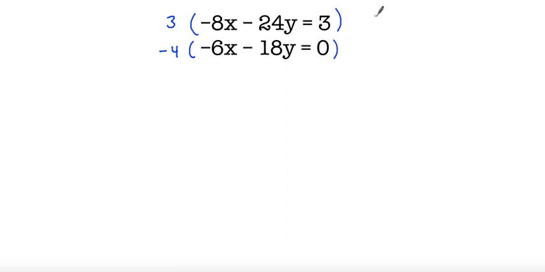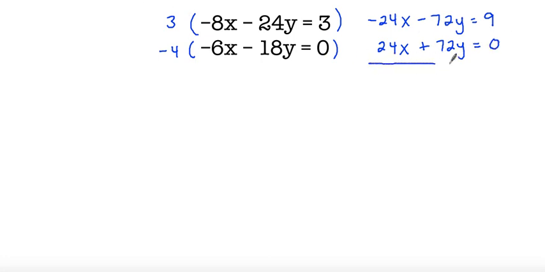So 3 times negative 8 is negative 24x. 3 times negative 24 is negative 72y. And then 3 times 3 is 9. And then here I have negative 4 times negative 6, which is 24x. And then I have negative 4 times negative 18, which is positive 72y, is equal to, now I have negative 4 times 0, and that's just 0.